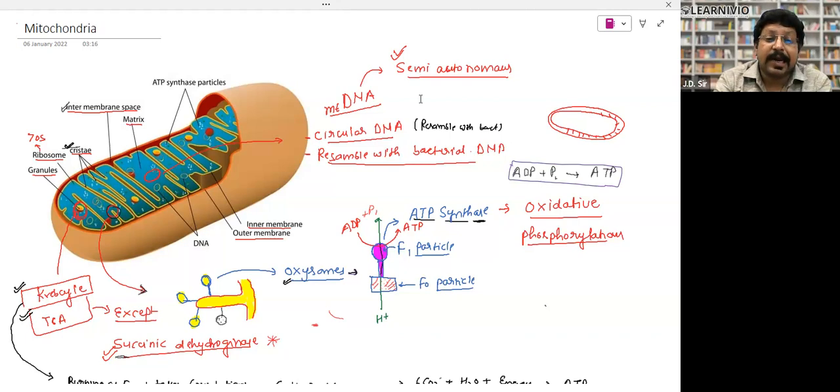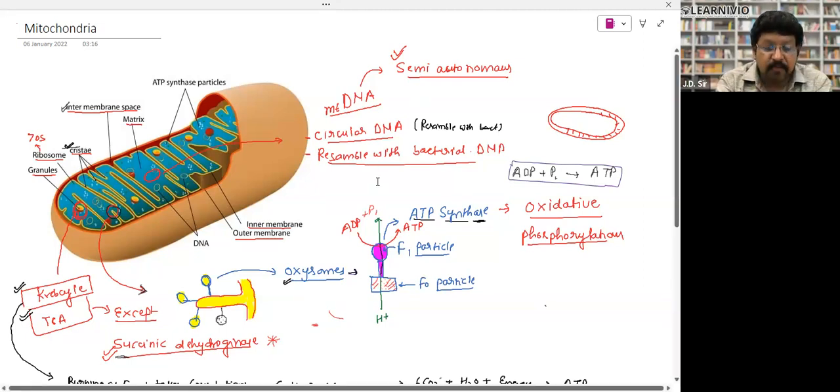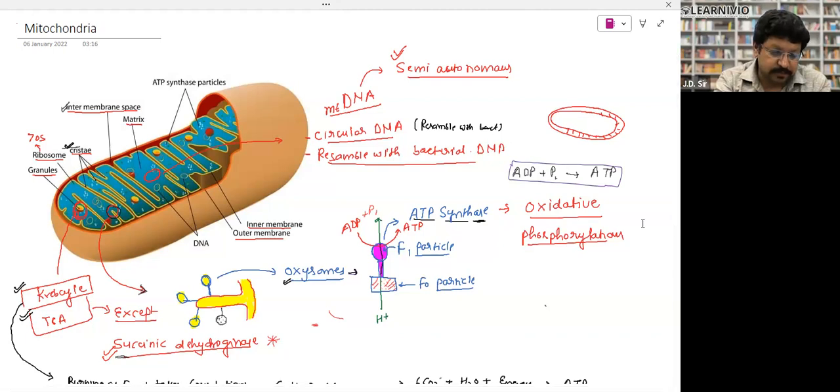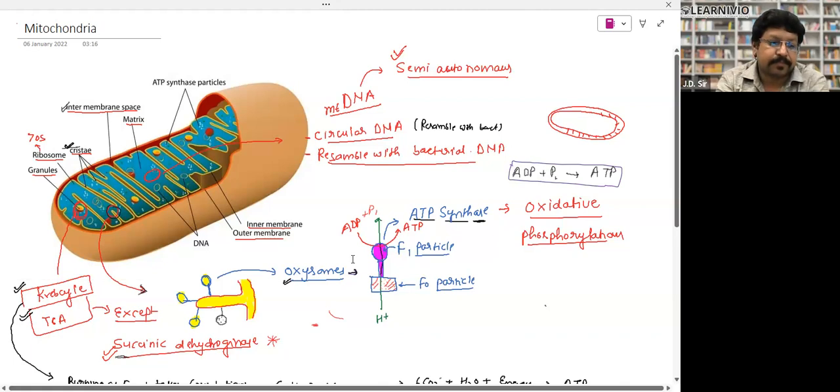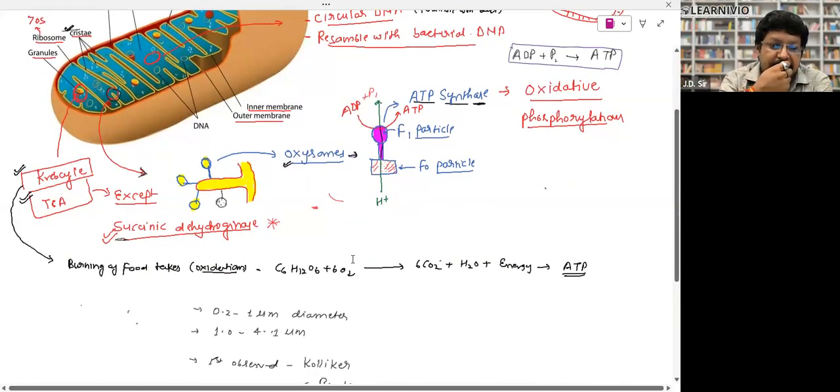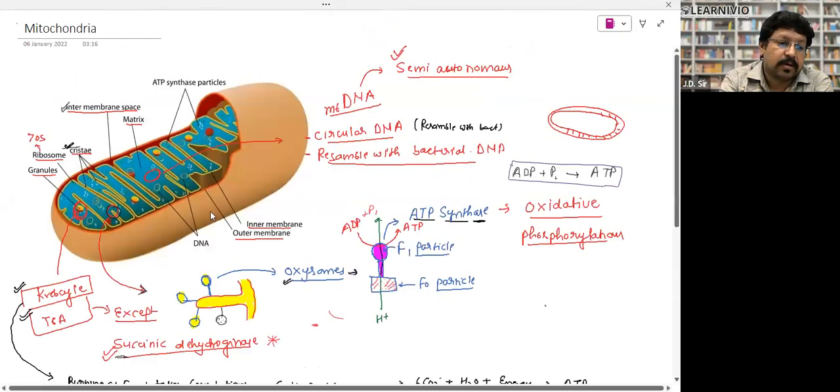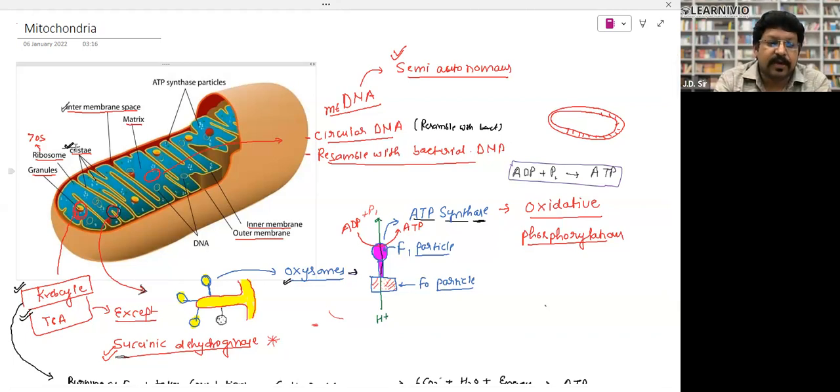The formation of ATP from ADP is called oxidative phosphorylation. Full stop. Next point. Mitochondria have 70S ribosomes, like bacteria.